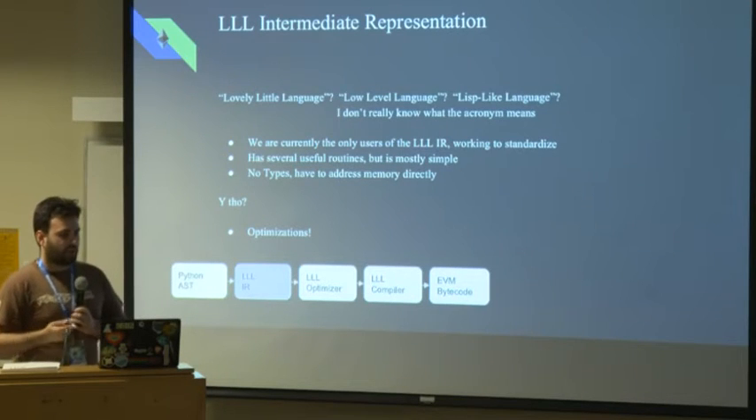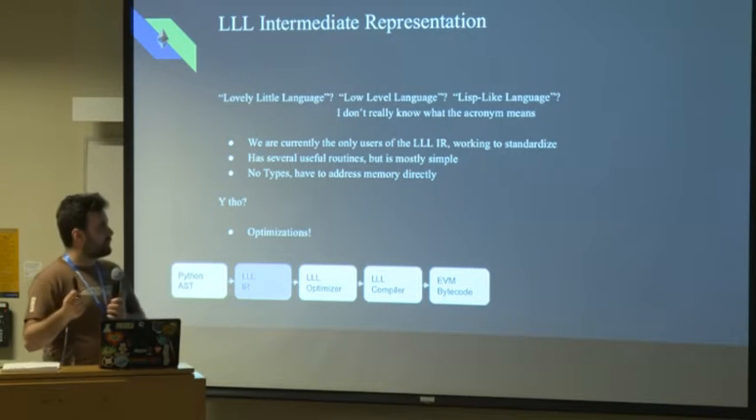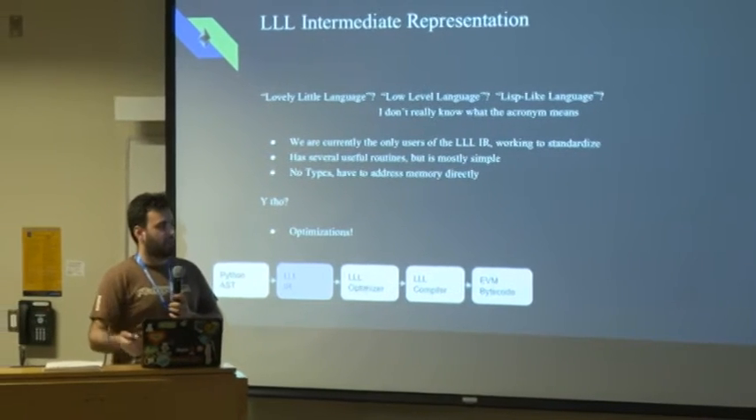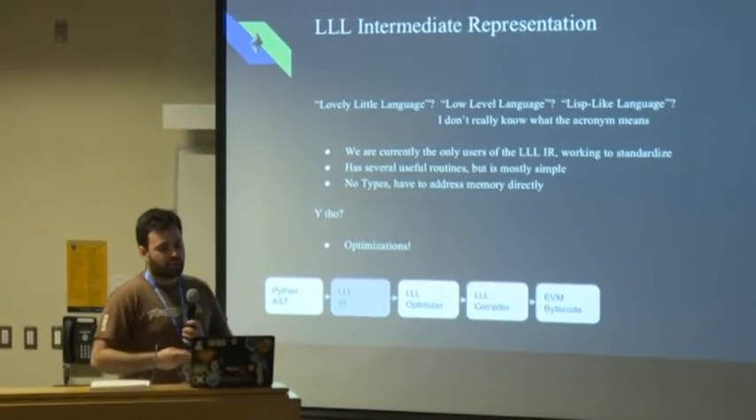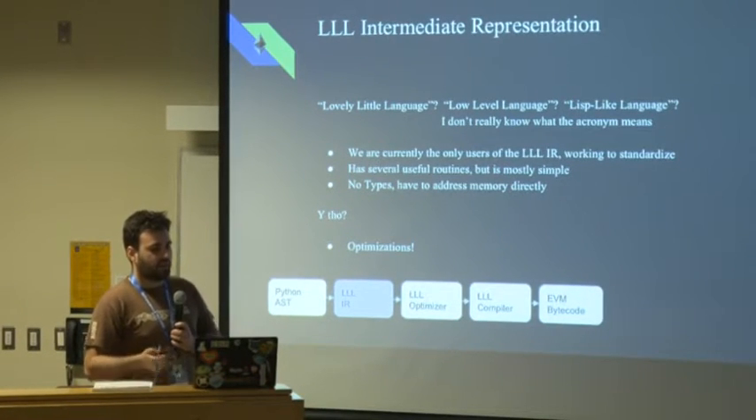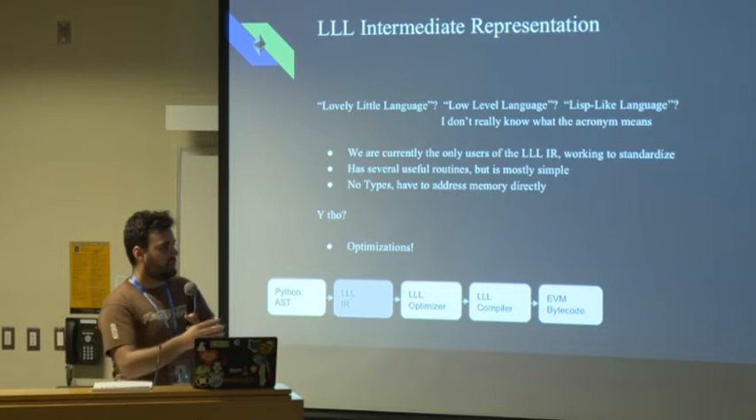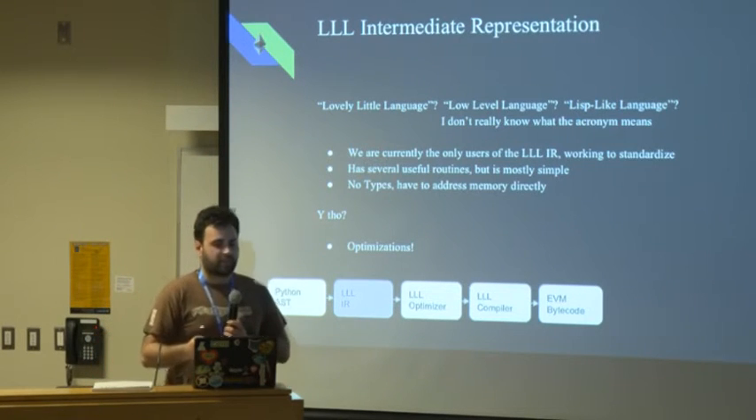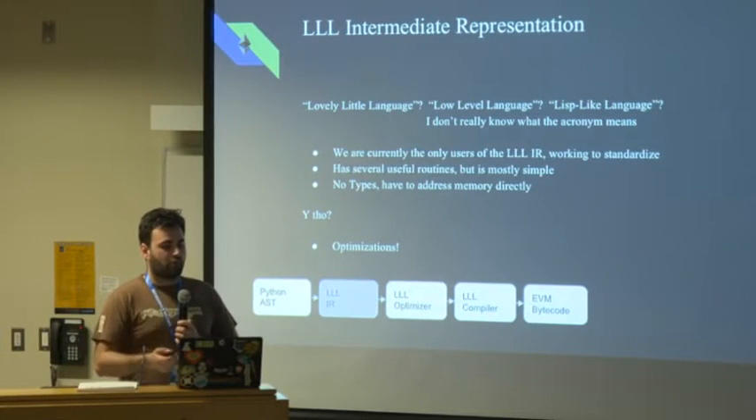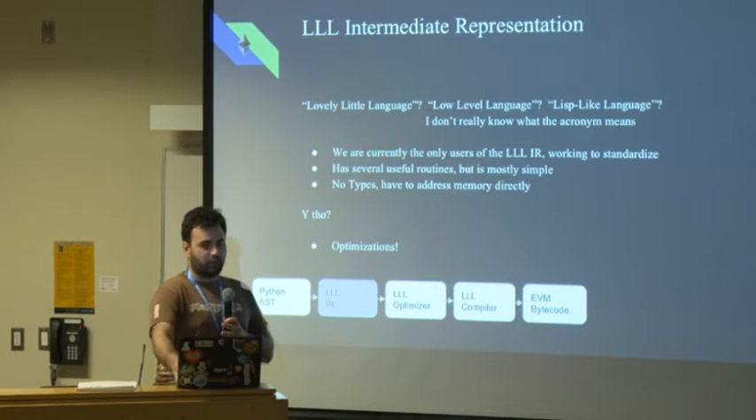A little aside about our intermediate representation, or IR. I don't actually know what triple L stands for, but I think Lisp-like language is the closest thing because we're implementing the Lisp in Python using Python lists. To my knowledge, no other EVM language uses triple L as its IR. We're exploring some of the other IRs like Solidity's in order to create a kind of common intermediate representation so we can deduplicate some of these efforts. It has several macro routines we use inside our compiler, but it's mostly a translation to this lower level scenario.